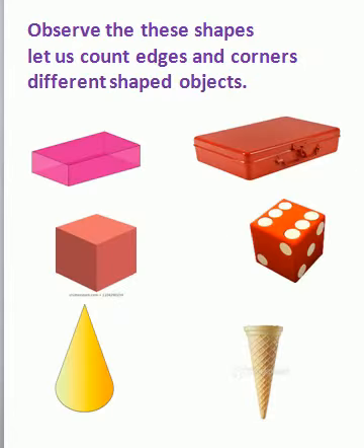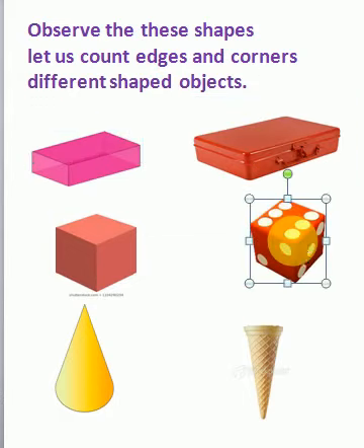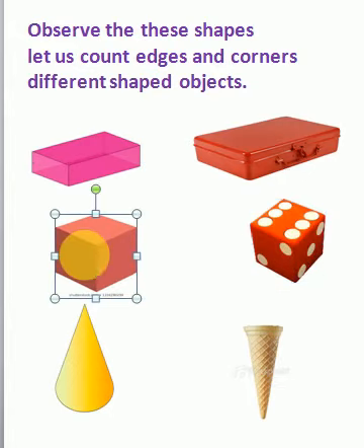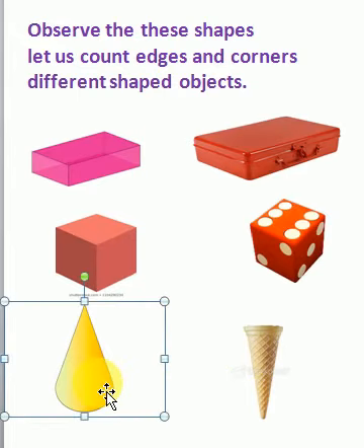Next we observe these shapes. Let us count edges and corners of different shaped objects. This one is cuboid shape. The box is in cuboid shape, and this one is a dice, in cube shape. This one is ice cream, in cone shape. Next one.